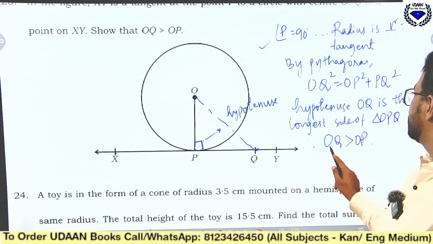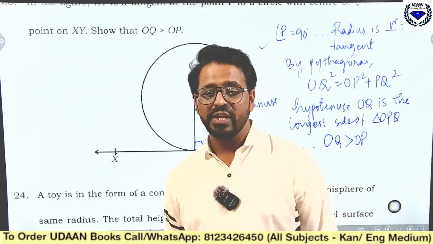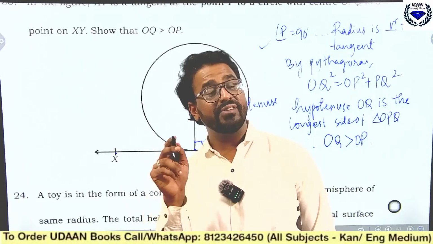Therefore, OQ is greater than OP. Like this you should be able to solve. Very good. OQ is the hypotenuse. Writing that will carry 1 mark.